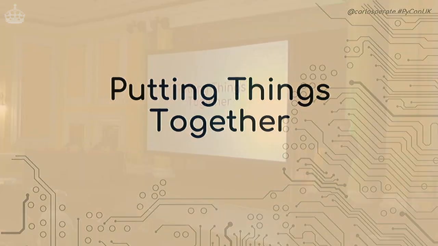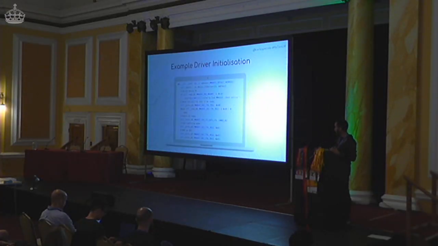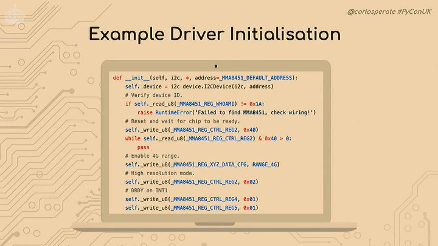OK, so now we have all the pieces that we need for our driver. Let's look back at our earlier example. The code is exactly the same, but now we have the tools to understand what's going on. We can see at the top that it's initializing an I2C class. Then we see that it's reading a register and comparing that with a number. We don't really know what that is yet, but we know how to find out.